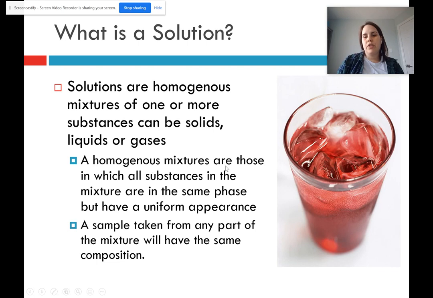So like we said, a homogeneous mixture are those in which all substances in the mixture are in the same phase, but they have a uniform appearance, okay? And a sample taken from any part of the mixture should have the same composition. So a sip at the top should taste the same as a sip at the bottom as long as you've made your solution correctly, which is unlike a salad that we know some bites may have cucumber, some bites may have tomato. It depends on what piece you sample, okay?